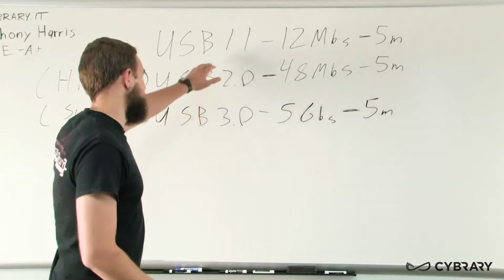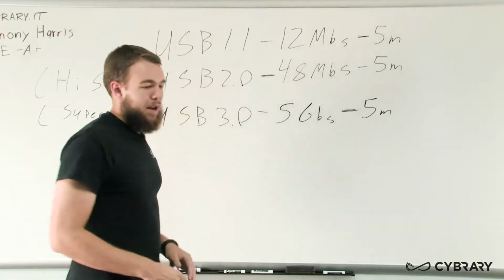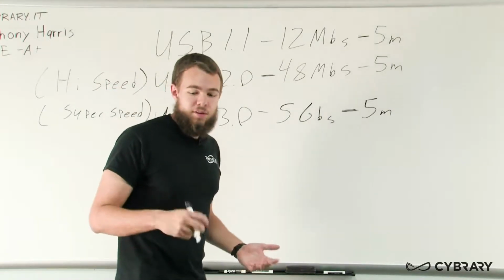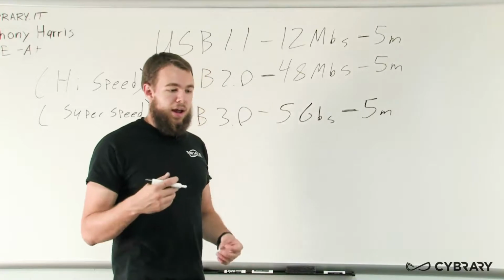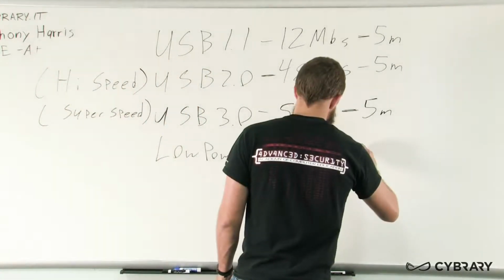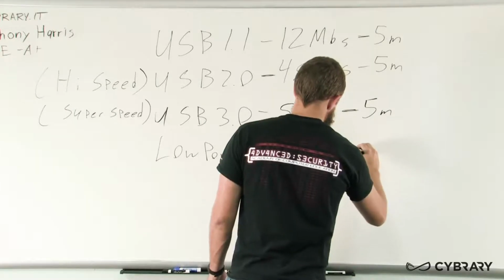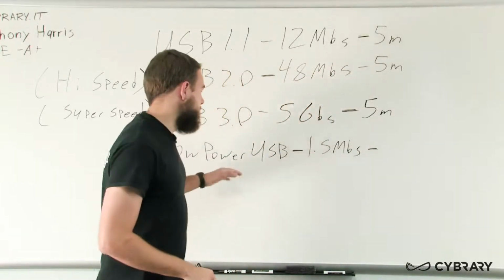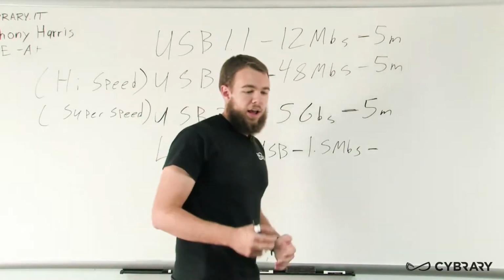It's not necessarily its own version of USB connection, but it's the USB type connection that low-powered devices are going to use, such as our keyboard and mouse. Now, this USB connection, we'll just call it low-powered, is only going to be transferring data at about 1.5 megabytes per second.